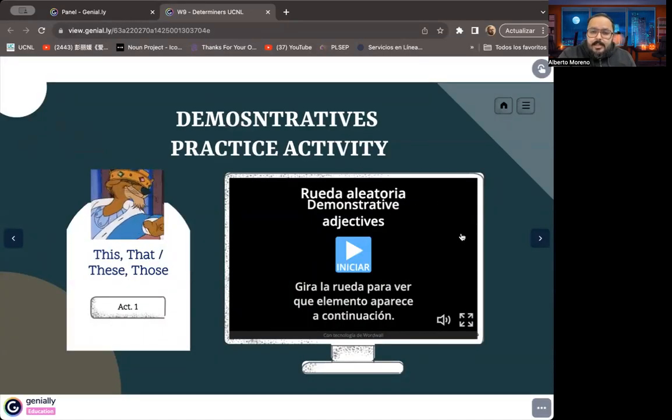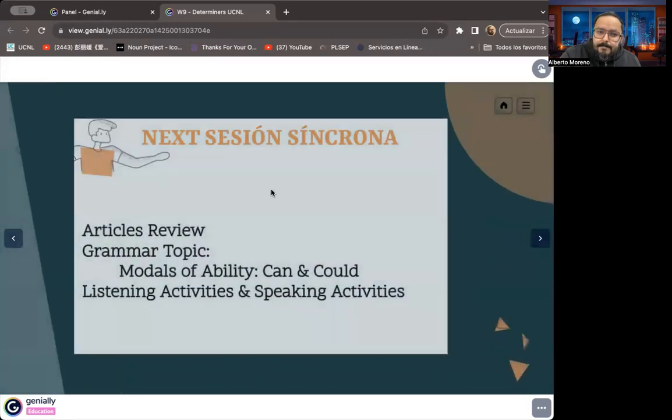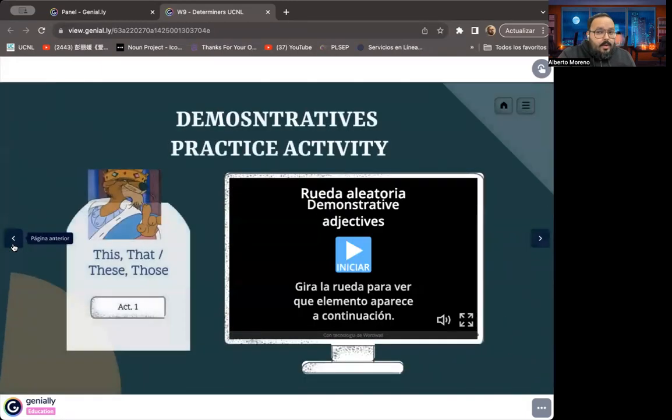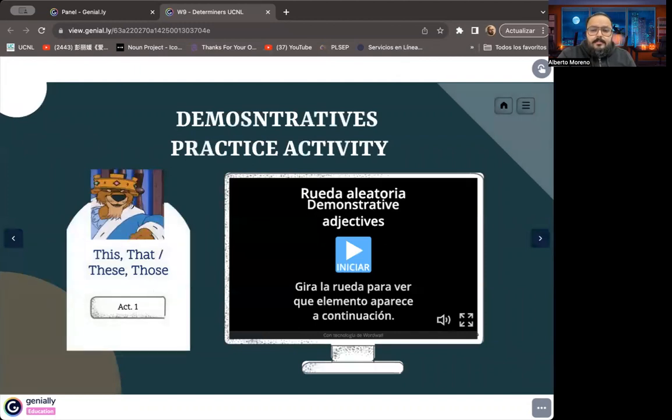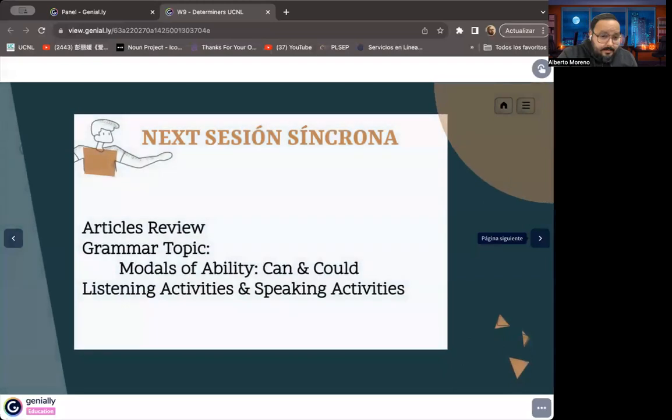Questions up to here, preguntas hasta aquí, con los adjetivos demostrativos y pronombres demostrativos. No. Todo bien. Exacto. Sí. Perfecto. Well, if there are no questions, that's all for today's session. On next session, we're going to review the articles. And the grammar topic is the modals of ability can and could.